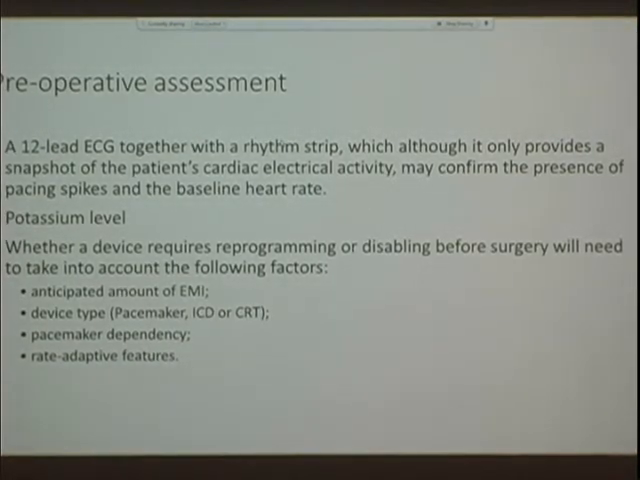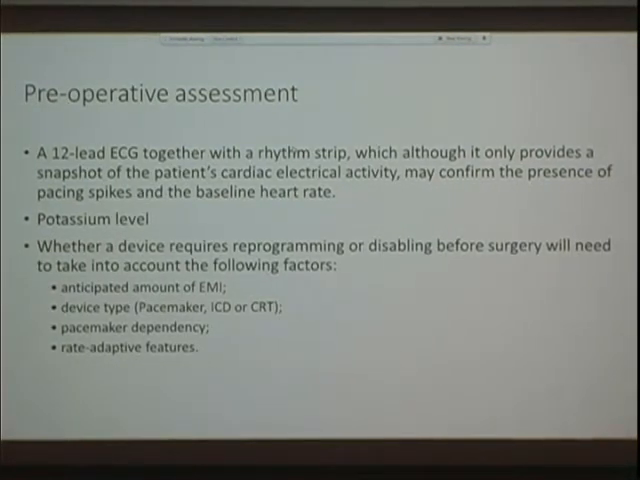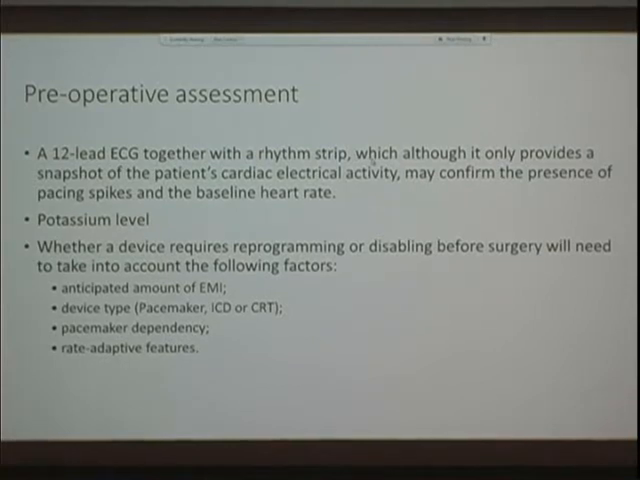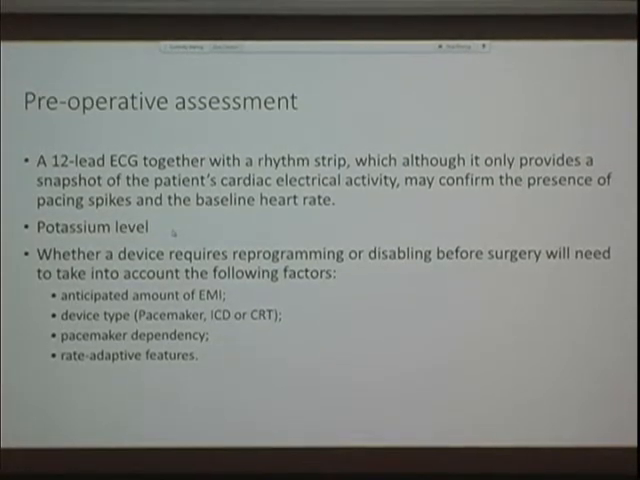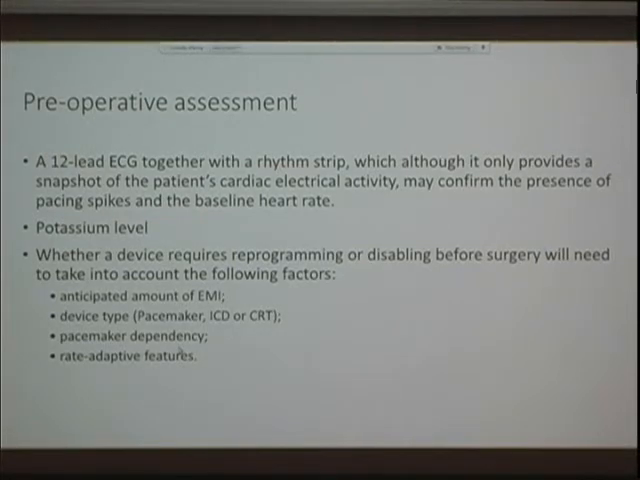A 12-lead EKG will also give you a clue whether the patient is pacemaker dependent or not. If you see pacemaker spikes on a rhythm strip, you should know their potassium levels, and then what kind of surgery is planned and the anticipated amount of EMI from that procedure. Where is the surgery? Where is the grounding pad going to be placed? Again, the key thing is whether it's a pacemaker or a defibrillator and whether the patient is pacemaker dependent or not. Rate adaptive features may need to be turned off in some situations, and I'll come to that.